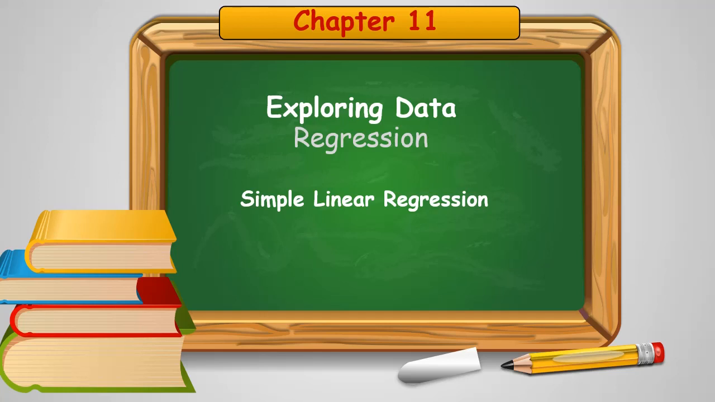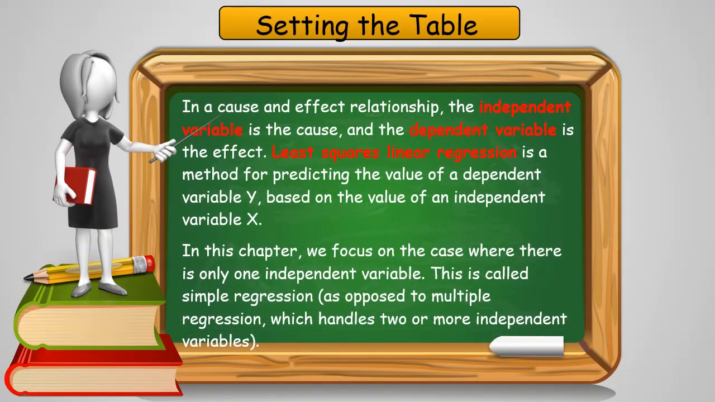In this chapter, we're going to be talking about simple linear regression, which is the measurement of the impact independent variables have on a dependent variable. It's going to be one of the first forms of predictive modeling that we encounter in this class. In a cause and effect relationship, the independent variable is the cause and the dependent variable is the effect. And the method we're going to be looking at today is the least squares linear regression. It's a method of predicting the value of the dependent variable based on the value of the independent variable.